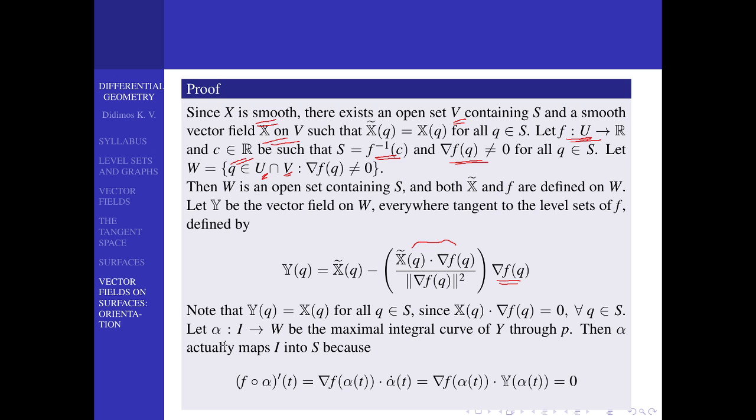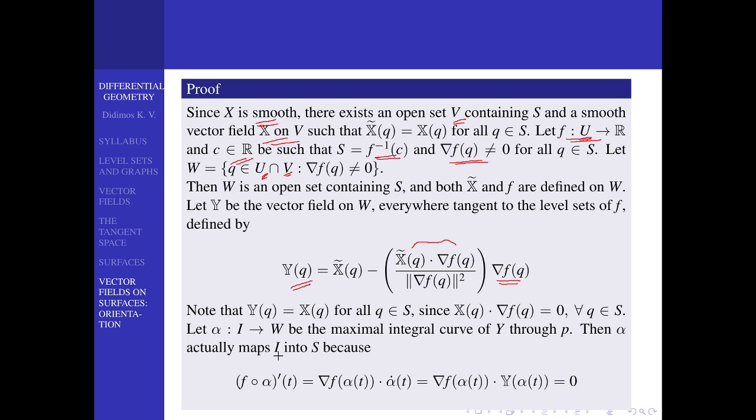And let alpha from I to W be the maximal integral curve of Y through P. We already discussed this theorem in chapter 2. For any vector field, we can get a maximal integral curve alpha. So we consider alpha as the maximal integral curve of this vector field through P.